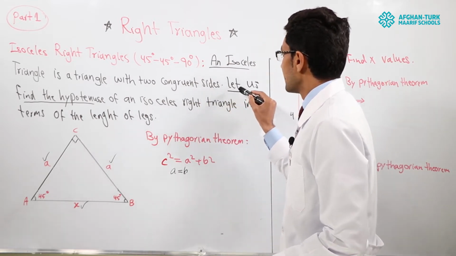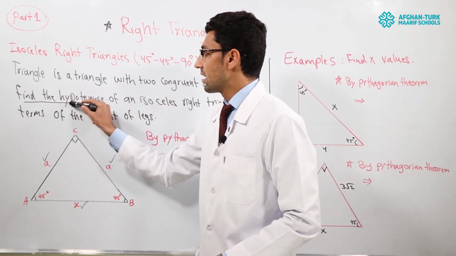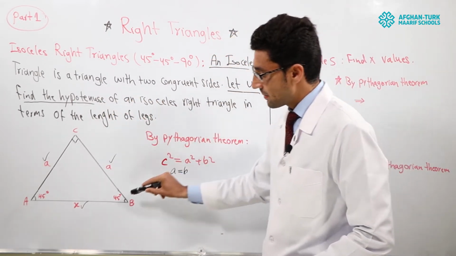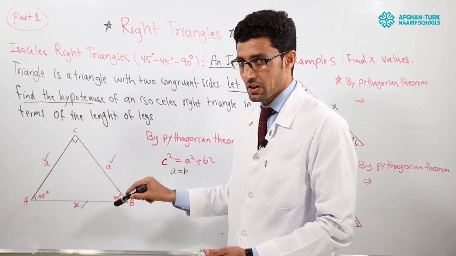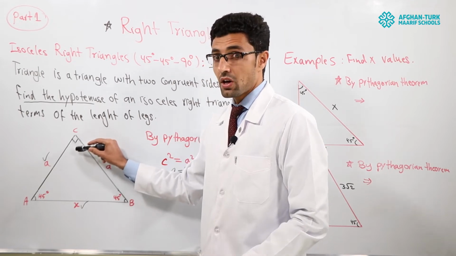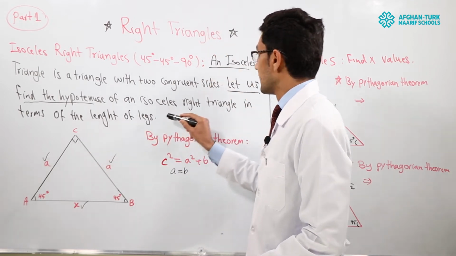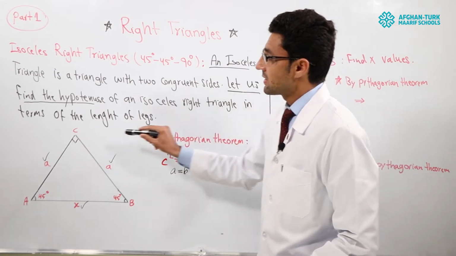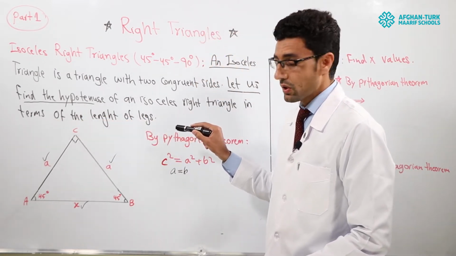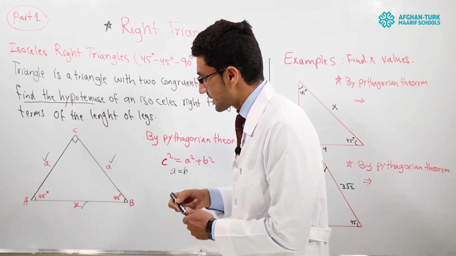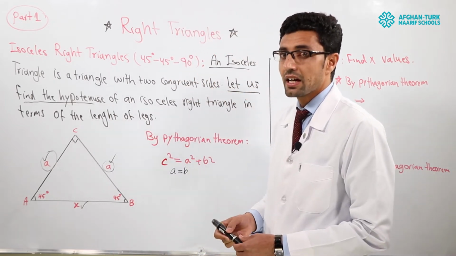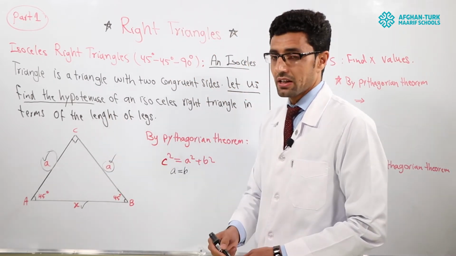So, let us find the hypotenuse of an isosceles right triangle. Hypotenuse, you know the hypotenuse definition. It means the long side in a right angle triangle. We want it in terms of the length of the legs. Okay? You know what legs are? These two are called legs in right triangles.